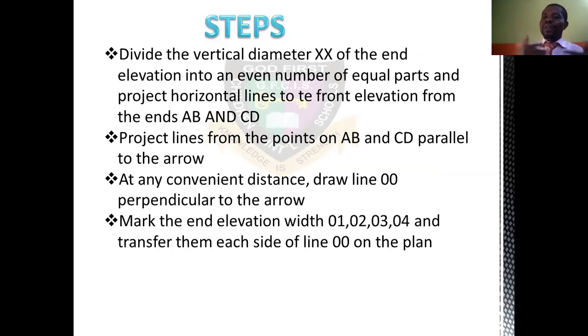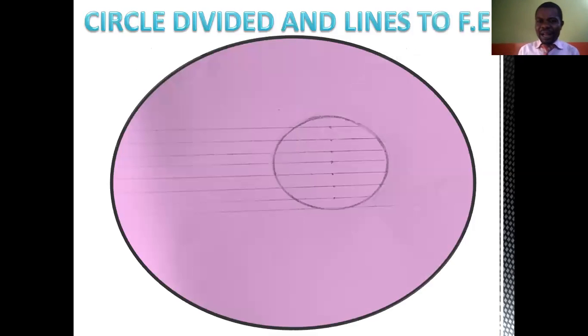Then at any convenient distance, draw line 0, 0, perpendicular to the arrow. Then mark the end elevation width. What you have here, you transfer it to that place: 01, 02, 03, 04, and then transfer them each to this side and to this side of the plan you are producing.